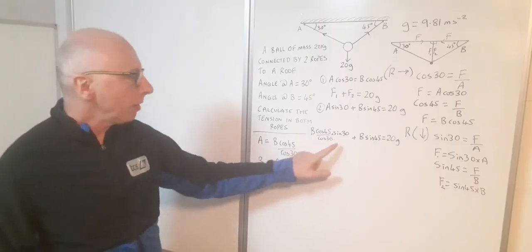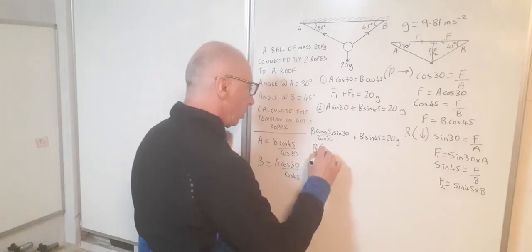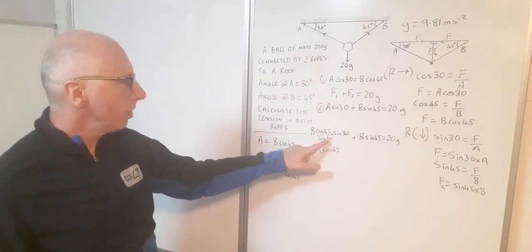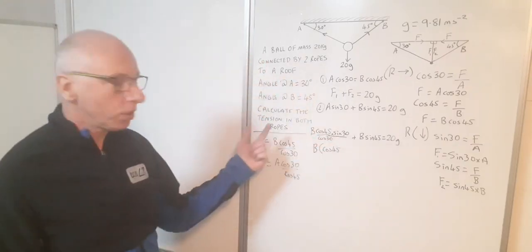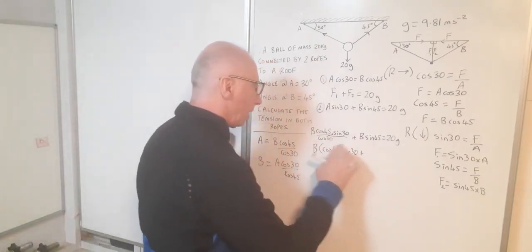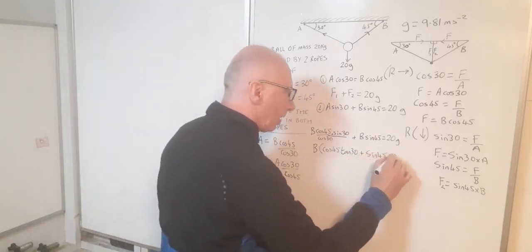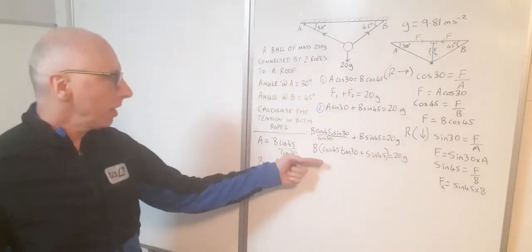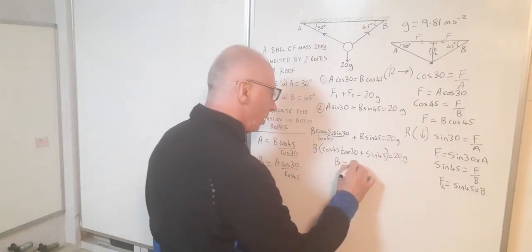So now let's factor out and isolate the B on its own. So then I've got B cosine 45. Now here I could do a little shortcut. I've got sine 30 over cosine 30, because I could extend this divide here, which is just tangent 30. And then plus here, factoring out the B, I've got sine 45. And that equals 20G. Okay, close off the bracket. Now isolate the B, divide both sides by this, and then I'll get B equals 20G.